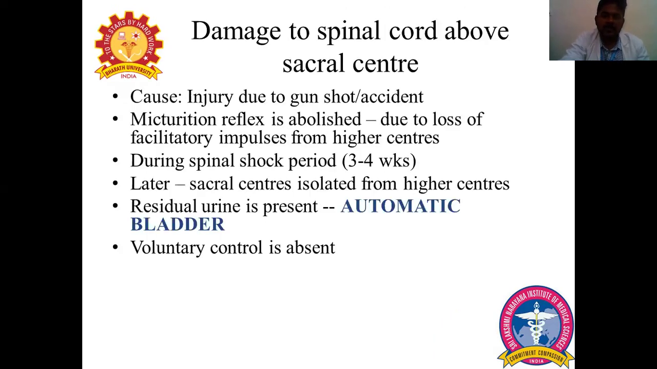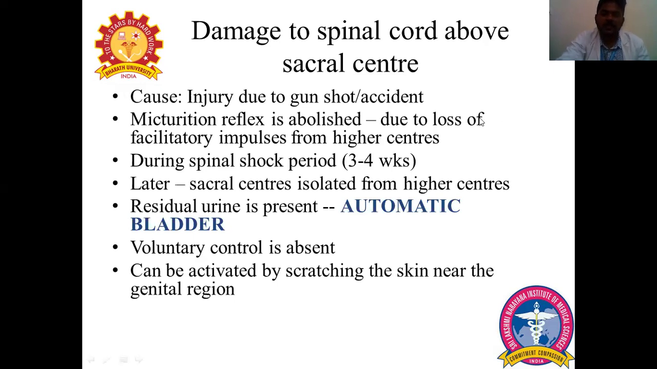Okay. So the third type of disease we are going to see is damage to the spinal cord above the sacral center. We all know that the center for the micturition reflex is the sacral segment of your spinal cord. When the thoracic segment or lumbar segment of the spinal cord is damaged, what will happen now? The higher centers cannot contact the sacral segment of the spinal cord. So the voluntary control will be lost. The voluntary control of micturition will be lost, and the bladder will be called automatic bladder or neurogenic bladder.